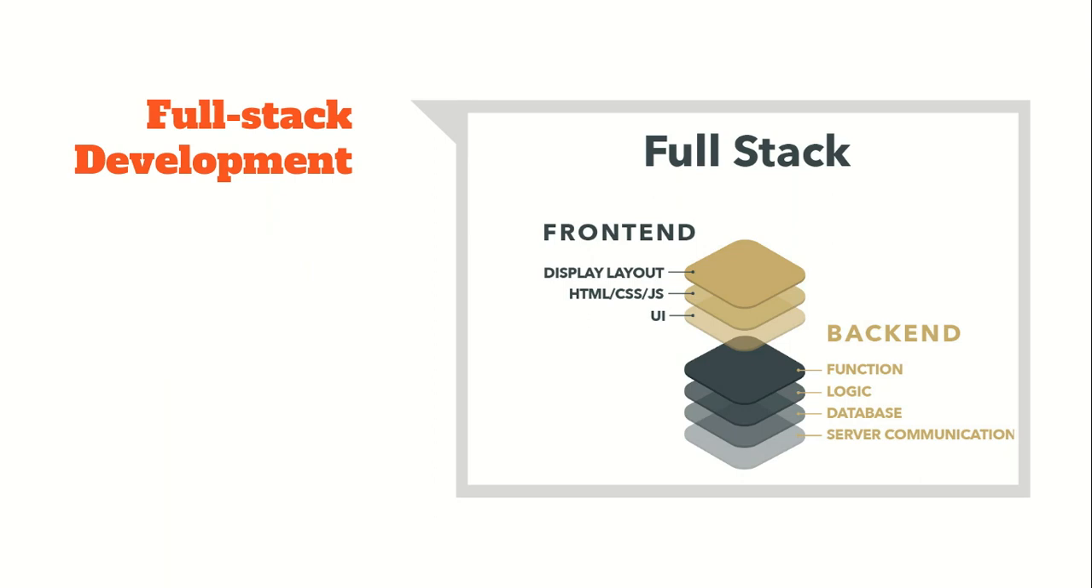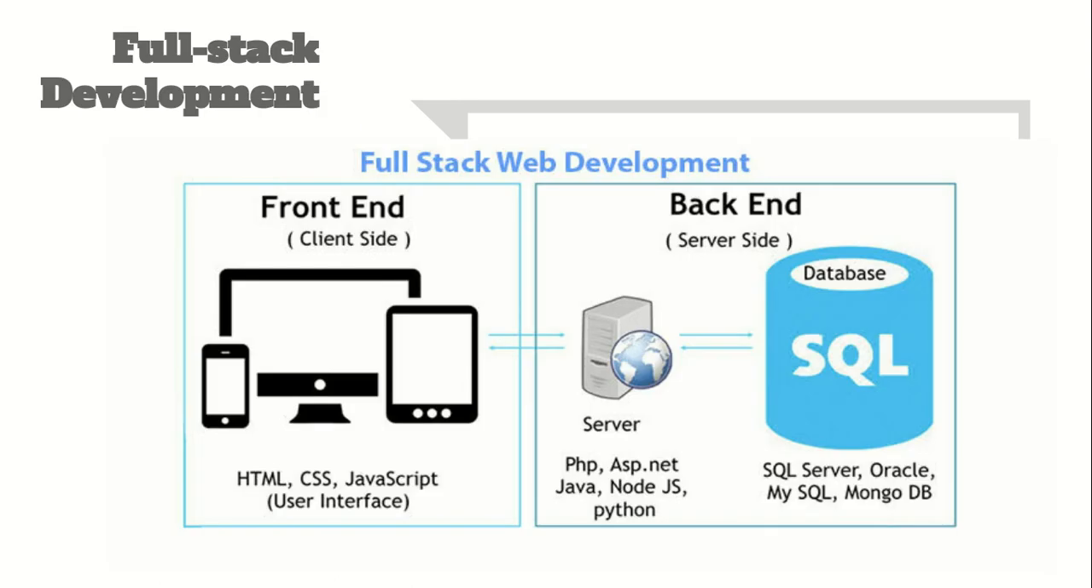So the display layout, the CSS, the JavaScript, the user interface, that's all the front end. And the back end deals with the function, the logic, the databases, the server communications, and other stuff like that, JWT generation and other stuff like that. That is all handled by the back end. So a combination of the two, front end and back end, makes a full stack. Okay, so that makes you a full stack developer.